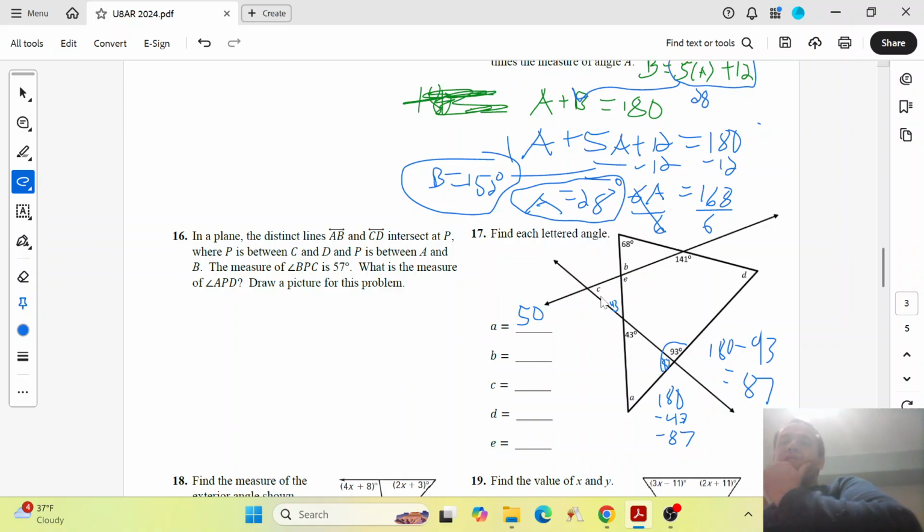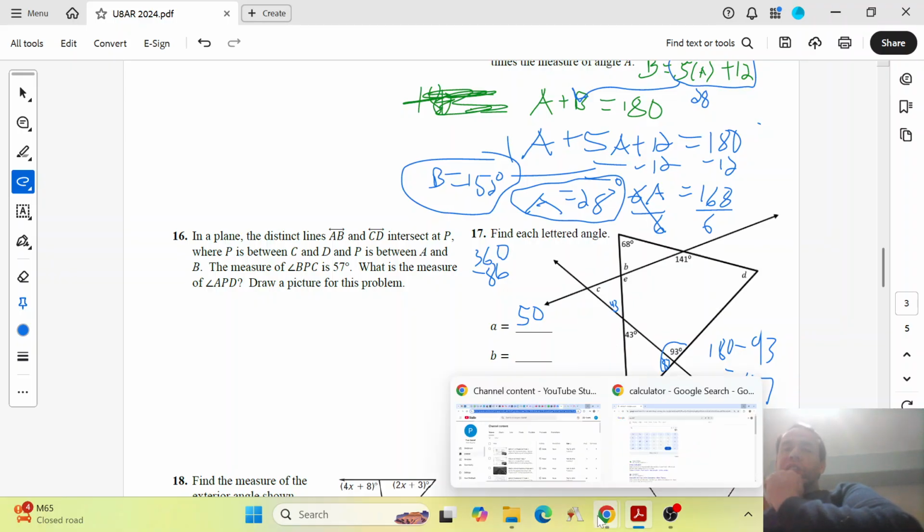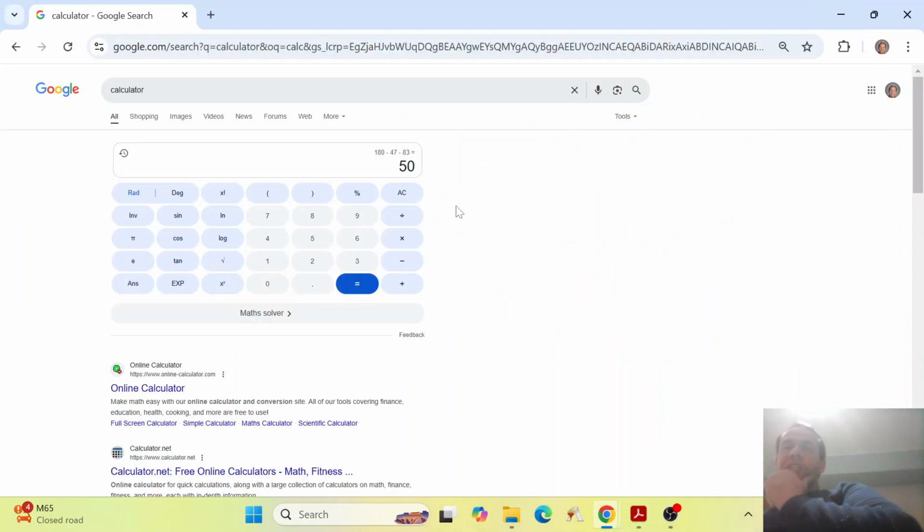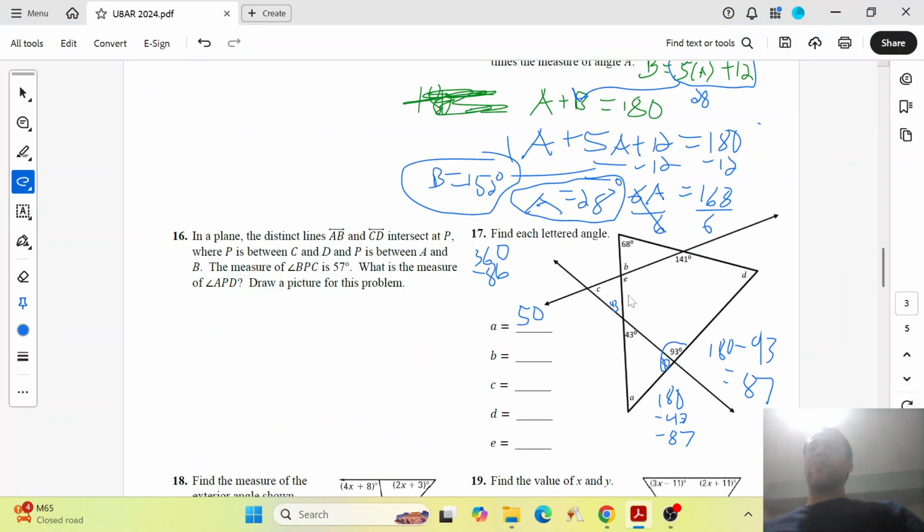Let's see. Well, this is 43 and this is 43. So the whole circle would be 360. So you could do 360 and you could minus 43 and 43 together, which is 86. And then divide that by 2. Should give us those two angles. So 360 minus 86 is 274. And then we divide that in 2. And so that's going to give us 137 for each of those angles.